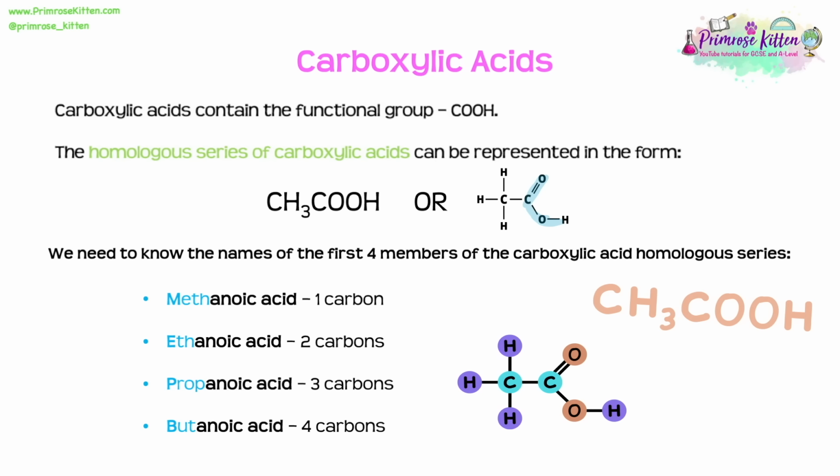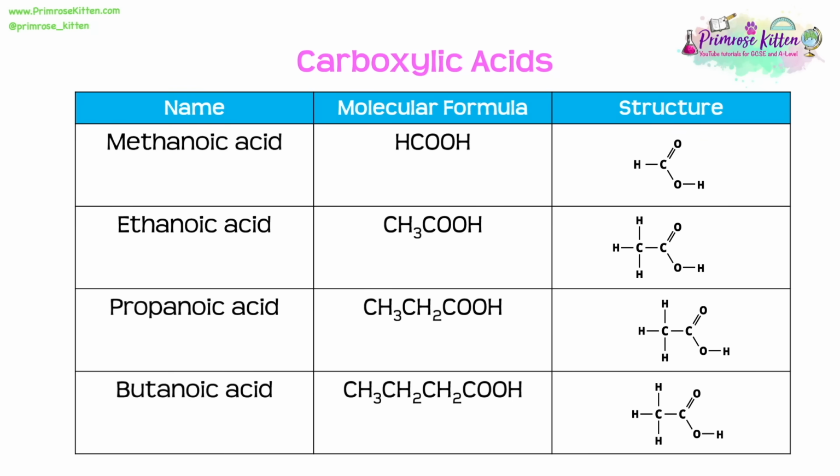We also need to know the names of the first four members of the carboxylic acid homologous series. So the names of the carboxylic acids end with anoic acid, and they begin with meth, eth, prop and but, just like all the other ones. So a 1-carbon carboxylic acid is called methanoic acid, a 2-carbon carboxylic acid is called ethanoic acid, 3-carbon is propanoic acid, and 4 carbons is butanoic acid. This table here perfectly summarises the first 4 carboxylic acids together with their molecular formulas and their structures.